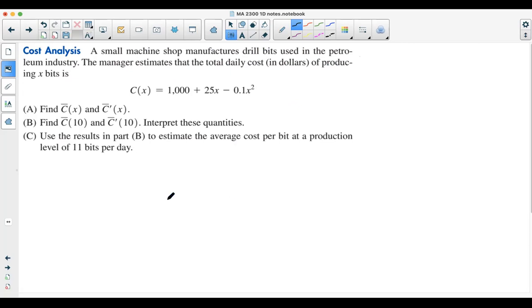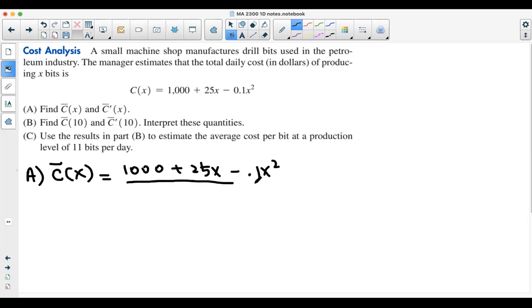Now, first, part A: what is the average cost, C bar of x? That's simply equal to this one, 1000 plus 25x minus 0.1x squared. That's what you end up getting. And then we've got to divide that by the number of units, which is equal to x.